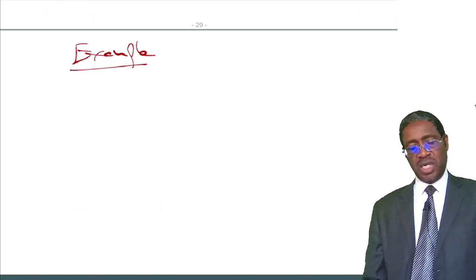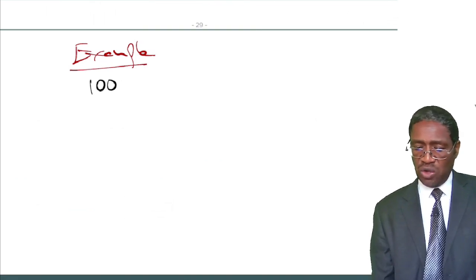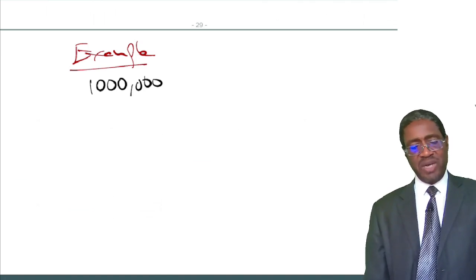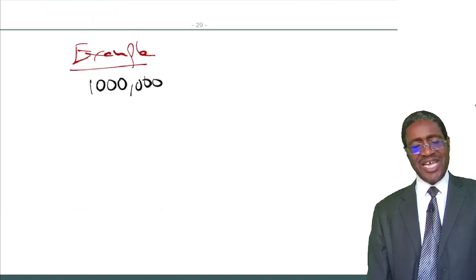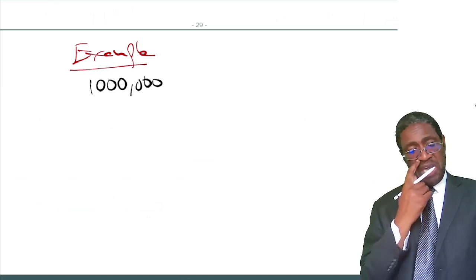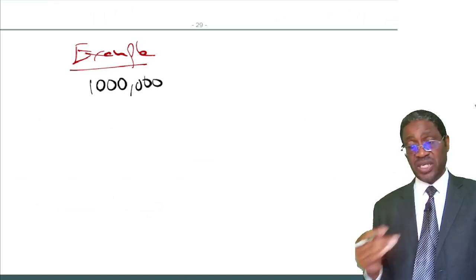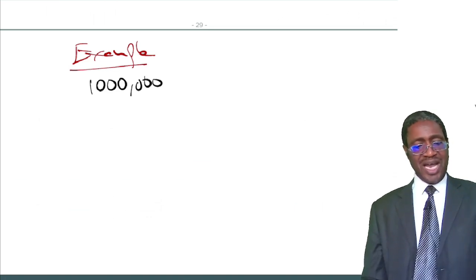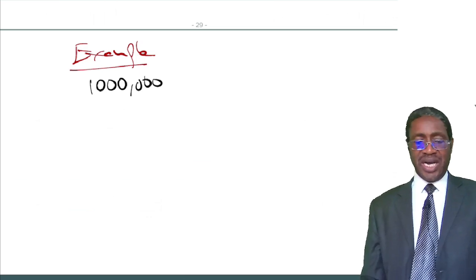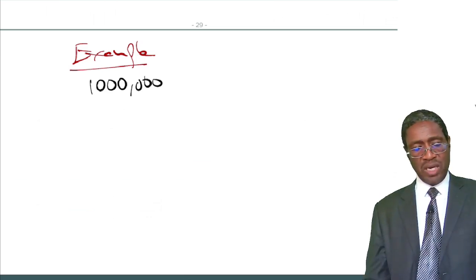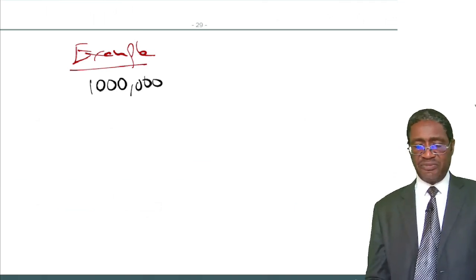If an amount of 1 million shillings is expected to be deposited at the end of each year, the keyword there is end of each year, for a period of 3 years at an interest rate of 10%, find the future value.